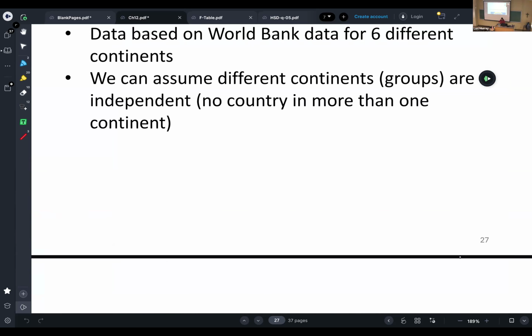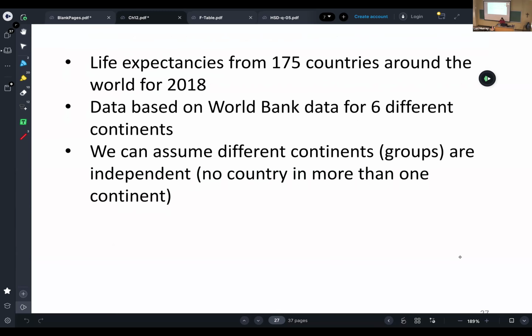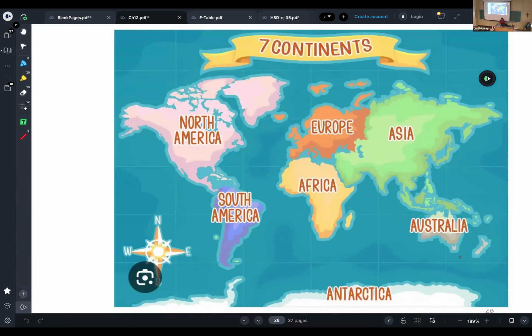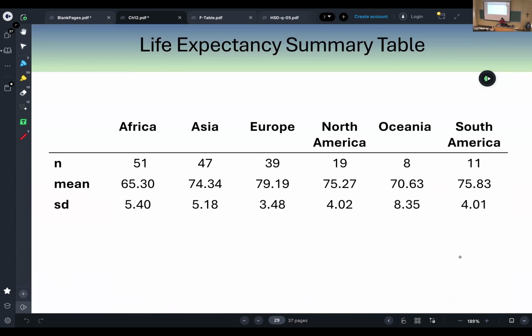Yeah, 6. So I ended up getting these from the World Bank data for the 6 continents, and we can assume the continents, the groups, are independent. That means no more than one country is in 2 continents. Every country's in only one continent. That makes them independent. Okay, so here's the data summary table.